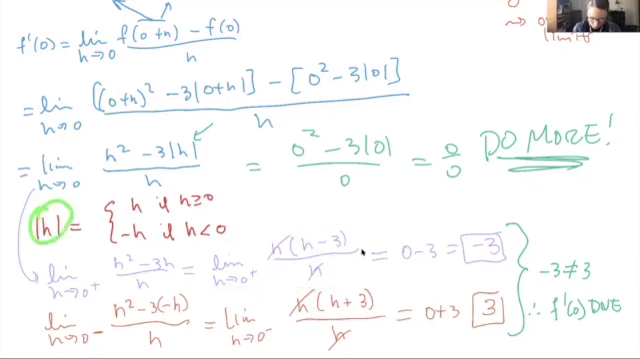If you need to get rid of the absolute value, you have to do piecewise, and that means you need two one-sided limits. And you can't just give up at 0 over 0. You have to do more work.